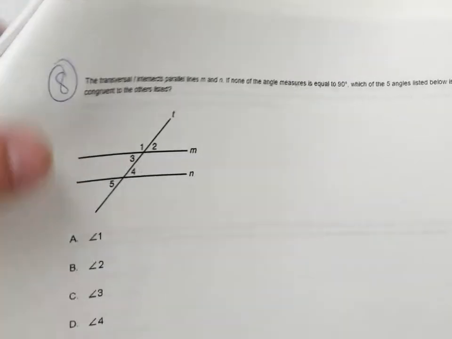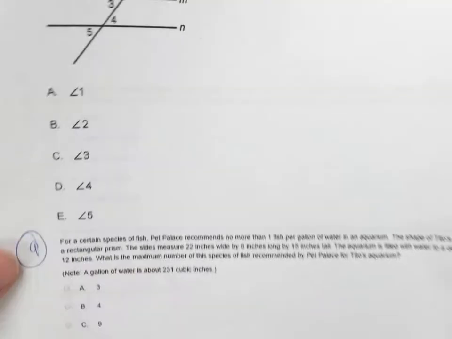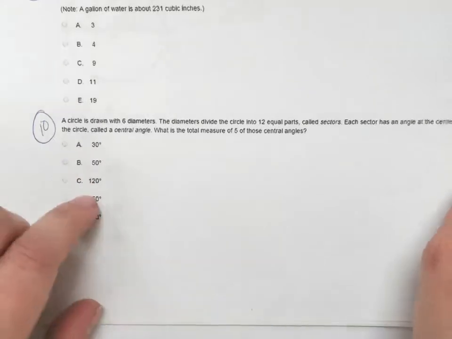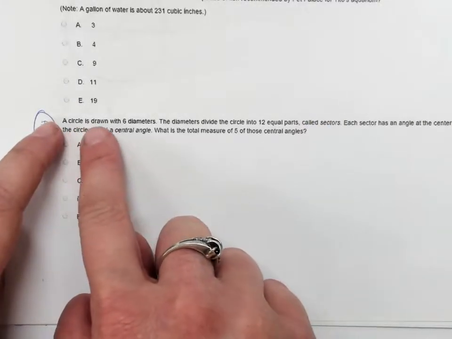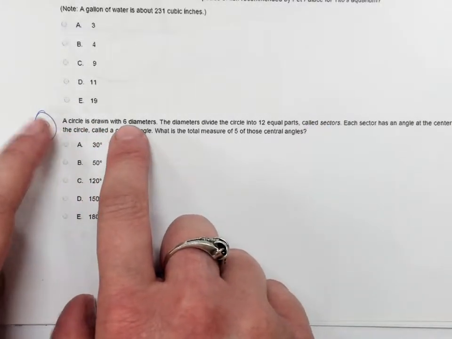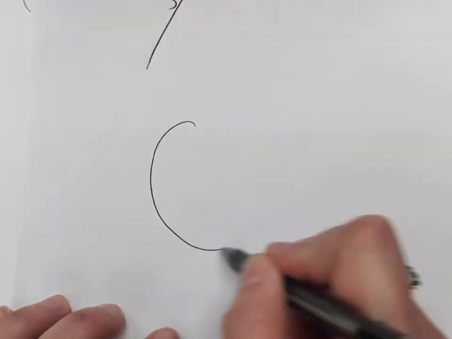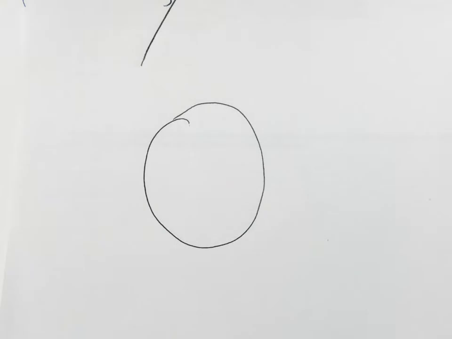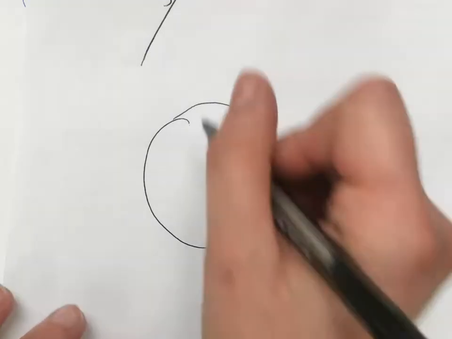Let's see. Let's read number 10. Can y'all see that? It's kind of small. You got a circle, and it's drawn with 6 diameters. So you got a pizza, right? Y'all like pizza? No? Okay, well, we got a pizza anyway. Or we got a pie. And we're going to cut it in 6 diameters. So how many times are we going to cut it?